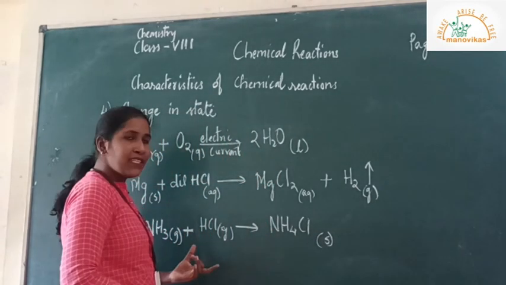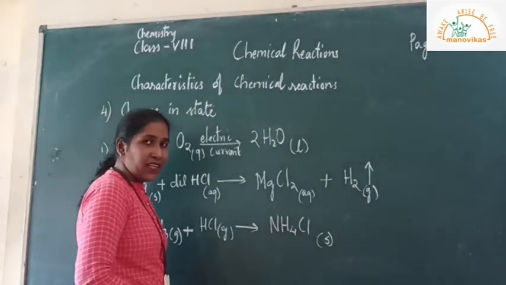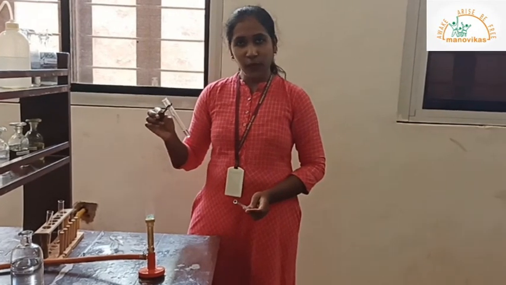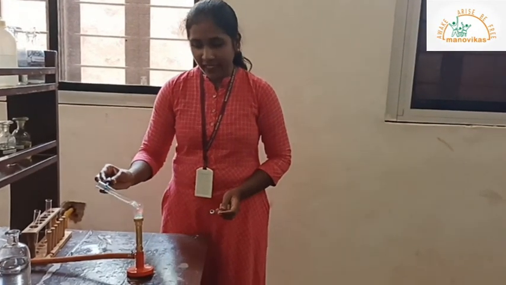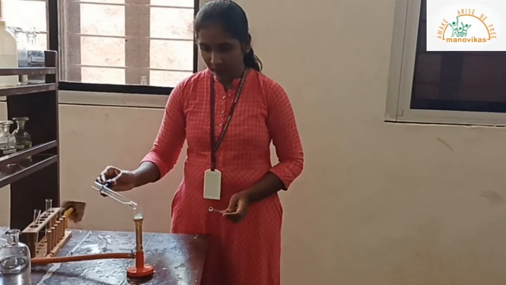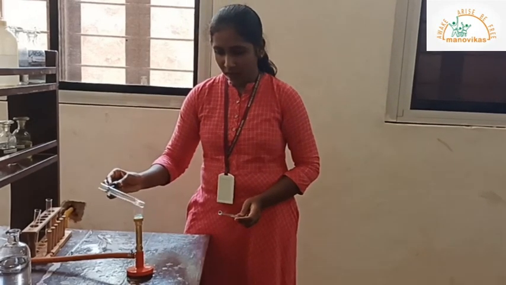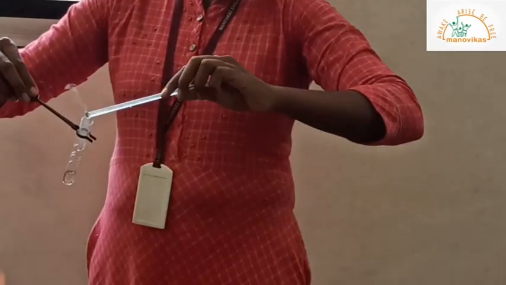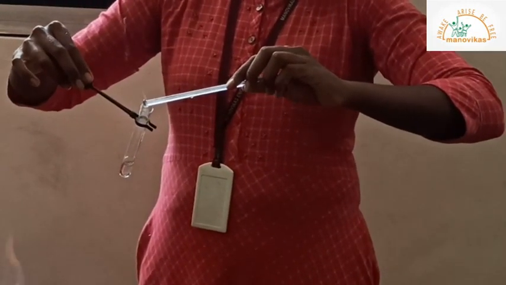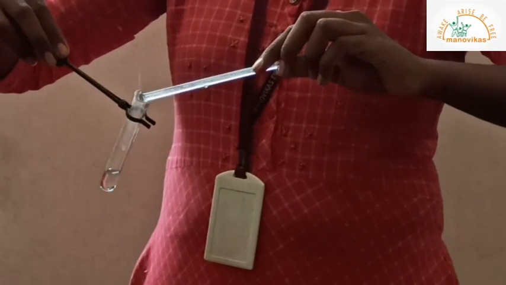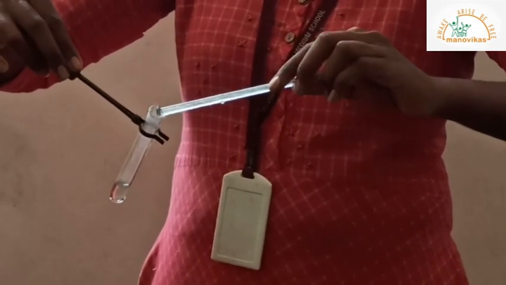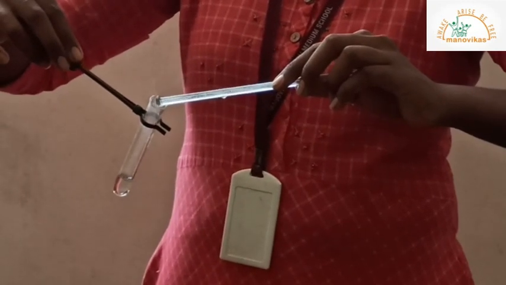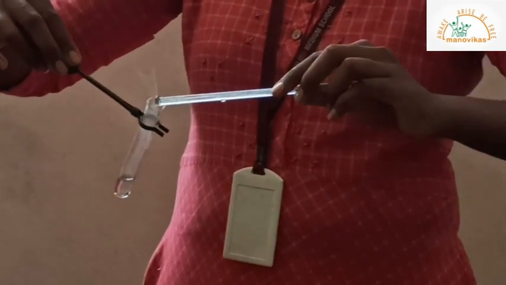Let's check these two examples practically. Next, change in state. Here I have taken ammonia solution. When I heat it, the ammonia gas is released, and when I bring the glass rod that is dipped in HCl, what you get to see is the dense white fumes. So here you can see the fumes. So this is nothing but ammonium chloride.